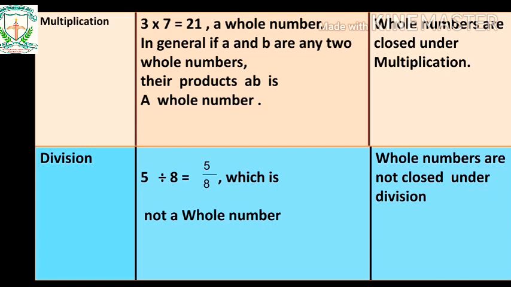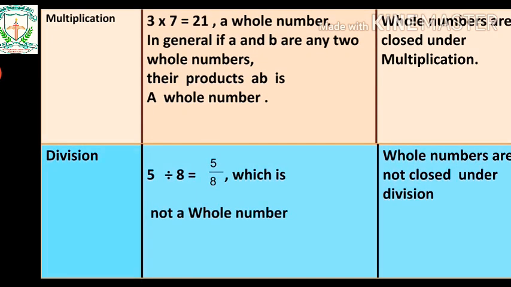We already learned the definition of whole numbers. Whole numbers start from 0, 1, 2, 3, 4 till infinity. Here in the case of division, 5 divided by 8, we are getting a decimal number. So division does not hold good for whole numbers. Closure property is not true for division in case of whole numbers.